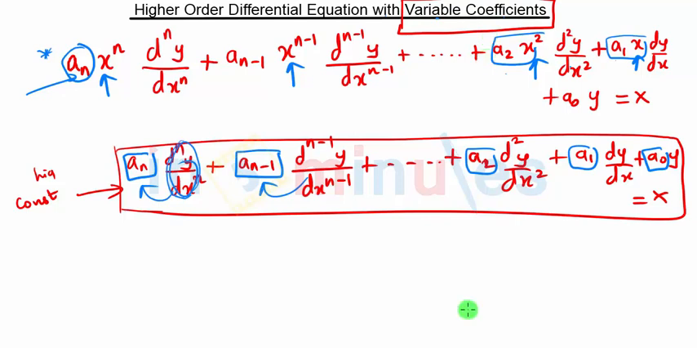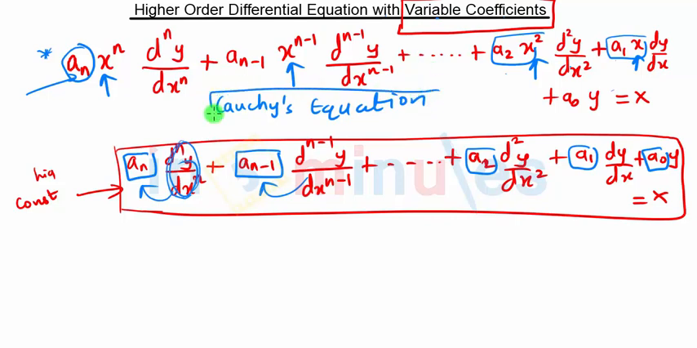That's why this equation is called a higher order differential equation with variable coefficients. Whenever we have such an equation, it is also known as Cauchy's equation. There are two types of higher order differential equations with variable coefficients: one is Cauchy's equation and the other is Legendre's equation. Legendre's equation we will see in our next video. So this is our Cauchy's equation.